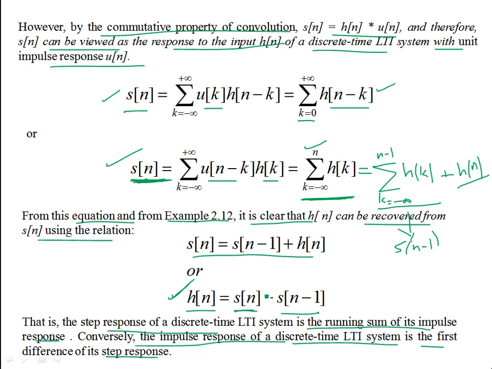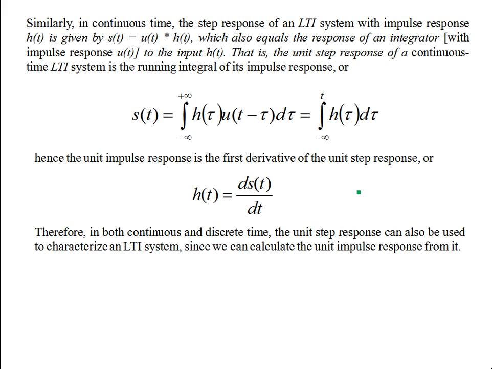So if you know, for example, the step response, you can find from it the impulse response of the system. And if you know the impulse response of the system, you can find the step response by summing all the samples of the impulse response from minus infinity to the present index n. So they have a one-to-one corresponding relationship.